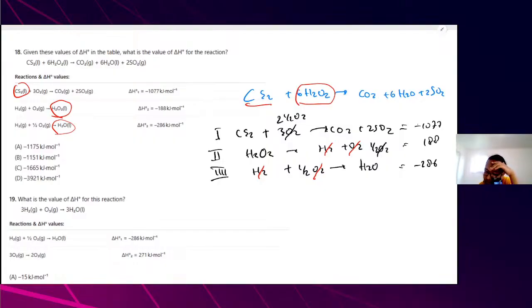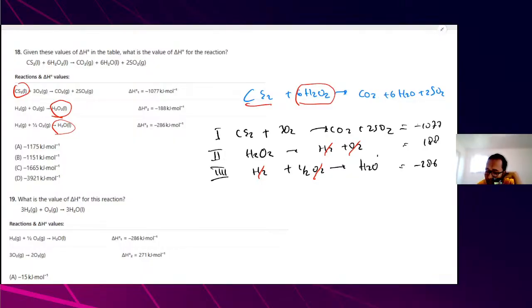Yes, let's take a look. However, we need to cancel out, maybe we can cancel out this part for 3O2. I believe we can do it. 3O2, because it's still remaining O2, that means not good. 3O2 over here is O2, right?